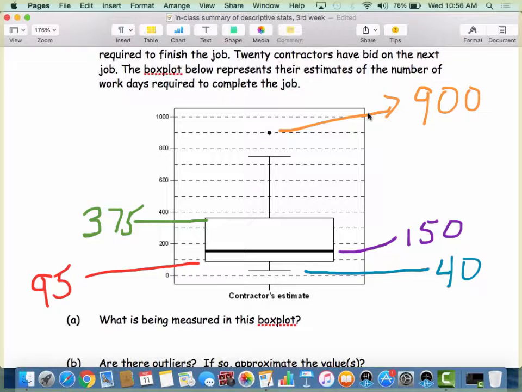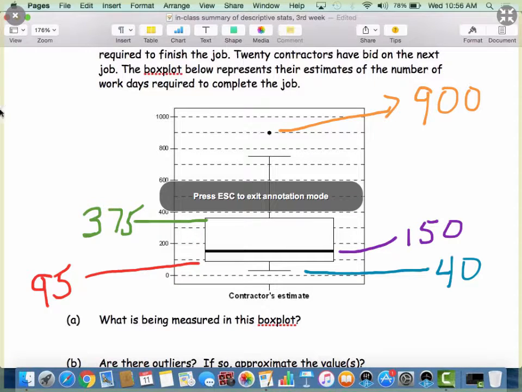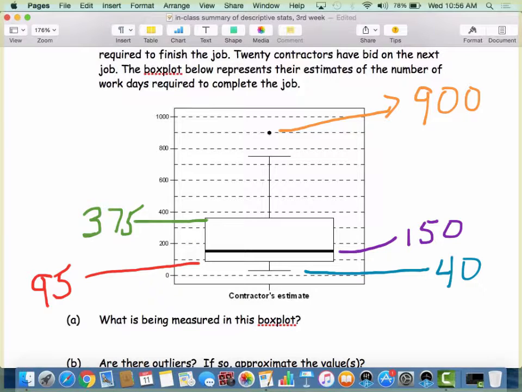I know it's an outlier, but it's there. Okay, it's part of the data. That is our 5-number summary. Okay, is that okay? All right, I'm going to get out of this mode here.